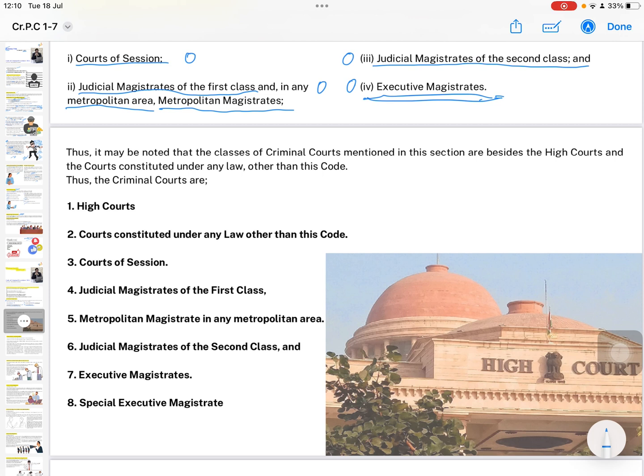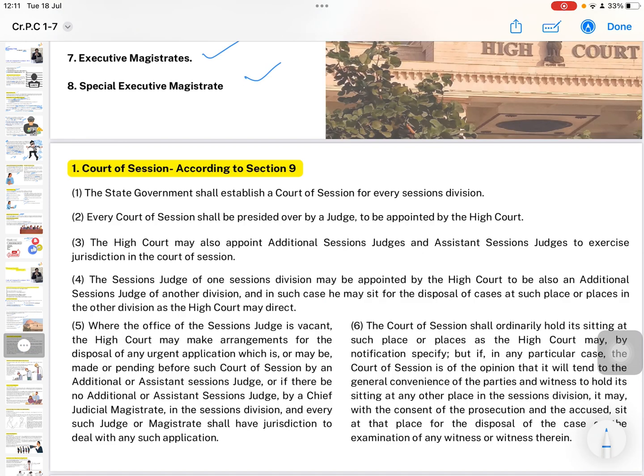Thus, the criminal courts are High Court, courts constituted under any law other than this code, Court of Session, Judicial Magistrate of first class, Metropolitan Magistrate in a metropolitan area, Judicial Magistrate of the second class, Executive Magistrate और Special Executive Magistrate. आइए देखते हैं पहला कि Court of Session क्या होता है.